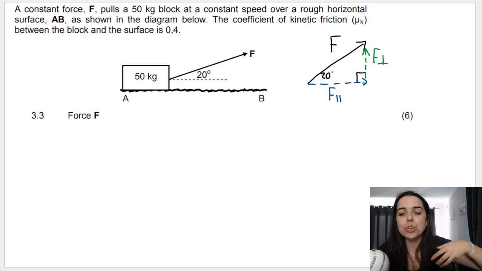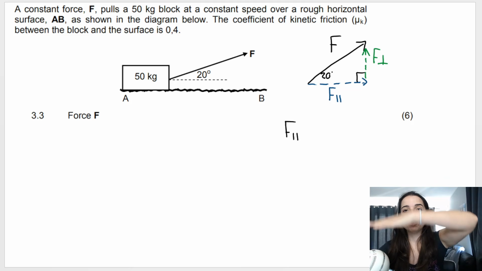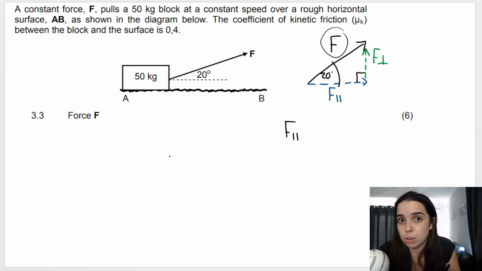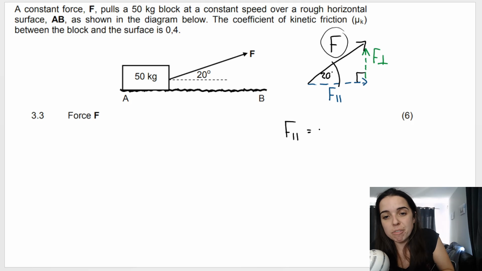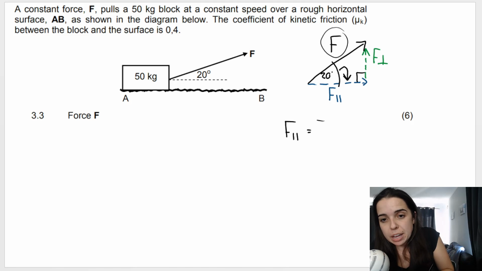Now, how would you work out these components? Well, if I were to work out F parallel, so it's called parallel because it's parallel to the surface. This angle is 20, and F over here is the hypotenuse of the right angle triangle. So we would work out F parallel by using, now look, think about which trig ratio you would use. You're looking for the side adjacent to the 20 degrees. So we would use cos. So it would be F cos 20.